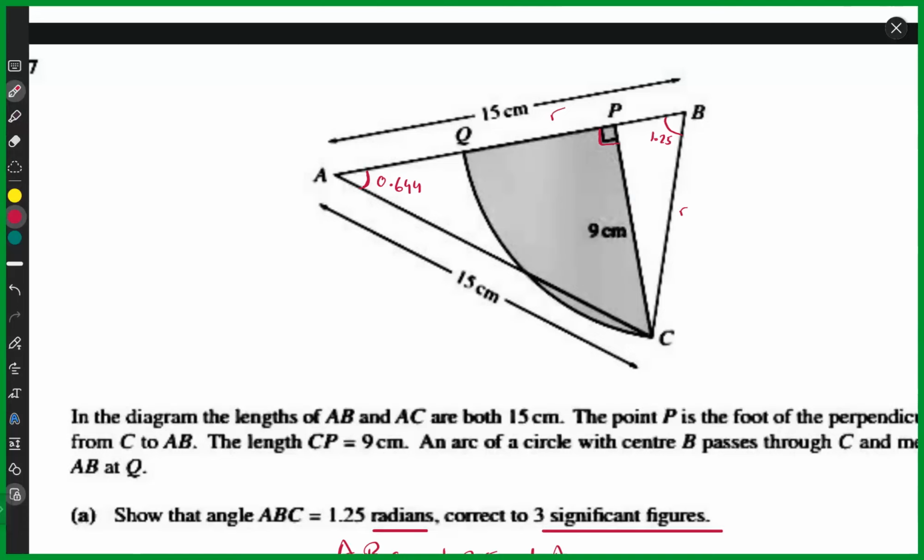Okay. So APC is a right angle triangle. Using Pythagoras theorem, I can just find out this length. Yes, Munja, are you getting this thing? Yes, ma'am. Okay.